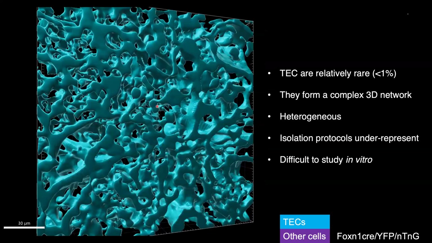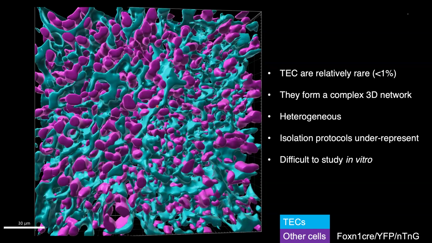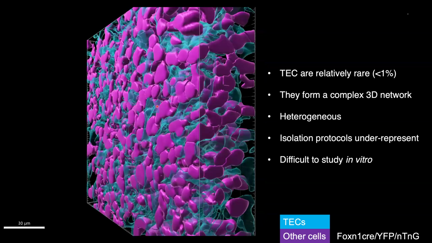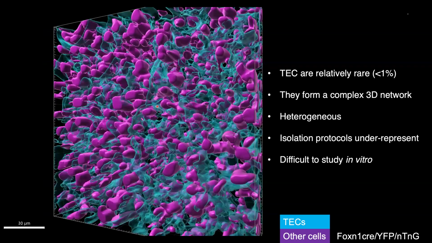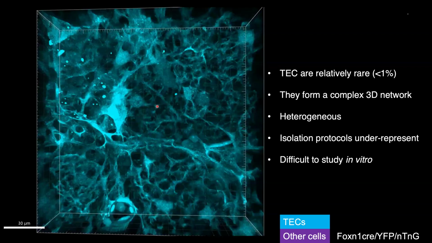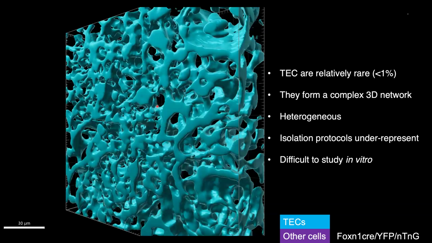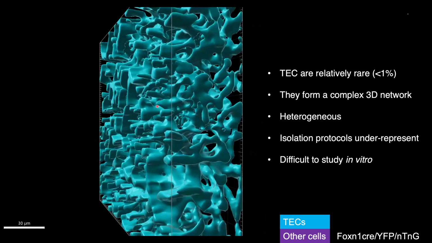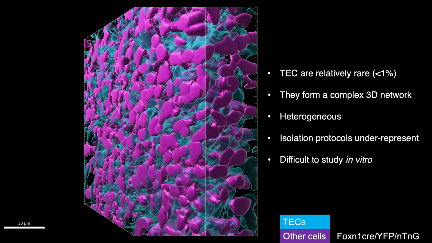You might have read recent papers from Diane Mathis and Jacob Abramson and others that demonstrated a remarkable heterogeneity of thymic epithelial cells. And the isolation protocols that we use to study them by flow cytometry or single-cell RNA-seq, we know, underrepresent the real diversity and number of thymic epithelial cells. So they've been difficult to study traditionally.